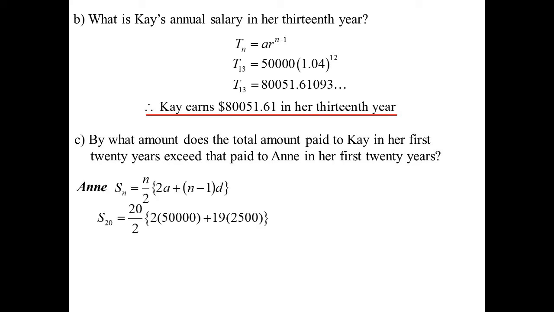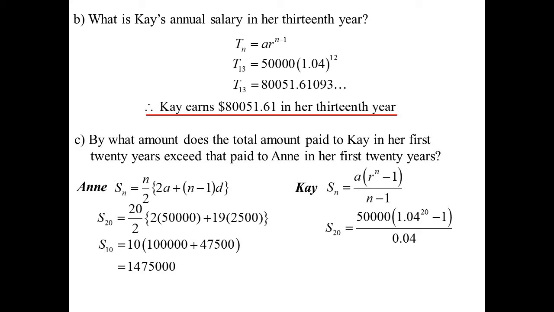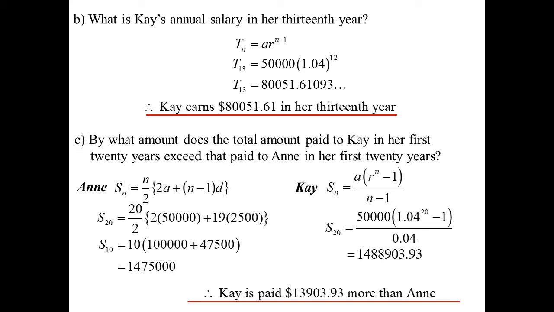So the sum for Anne's is n on 2, 2a plus n minus 1 d. We want the sum of 20. So she ends up with $1,475,000 after 20 years. Kay, so using a geometric, subbing in, she ends up with $1,488,903.93. So the difference between the two, Kay's ended up with an extra, well, almost $14,000.